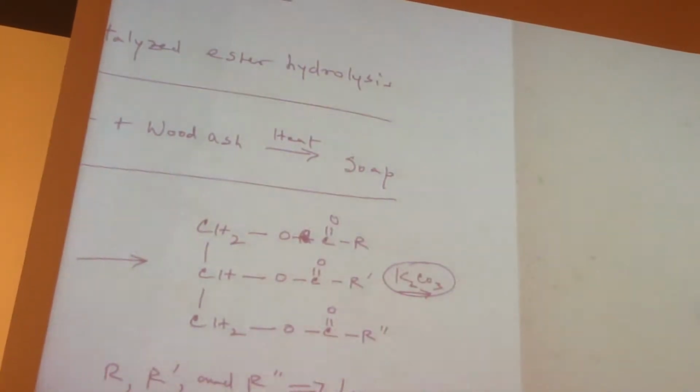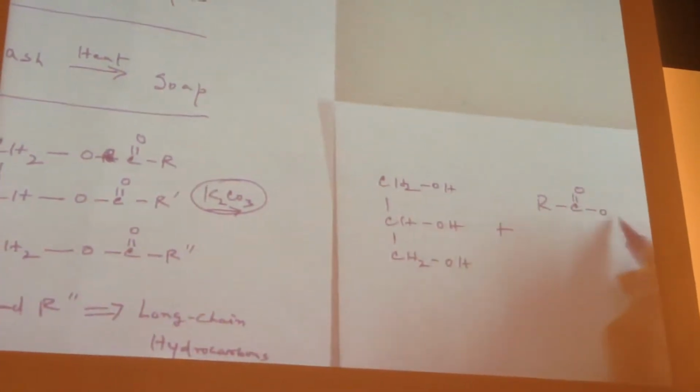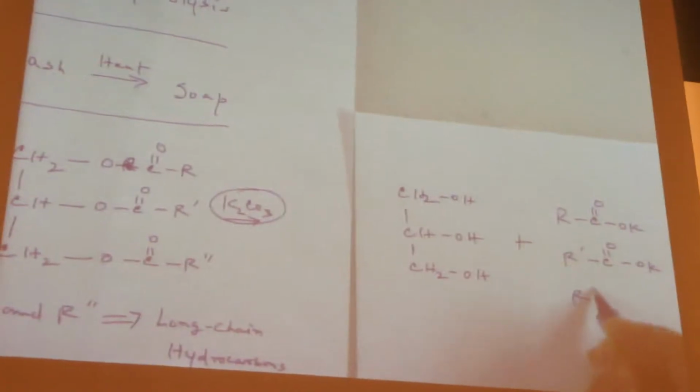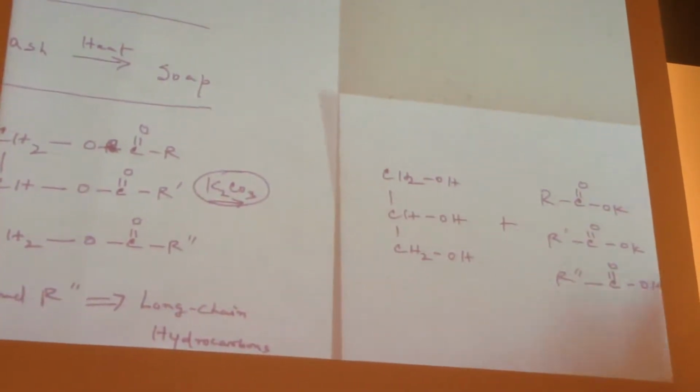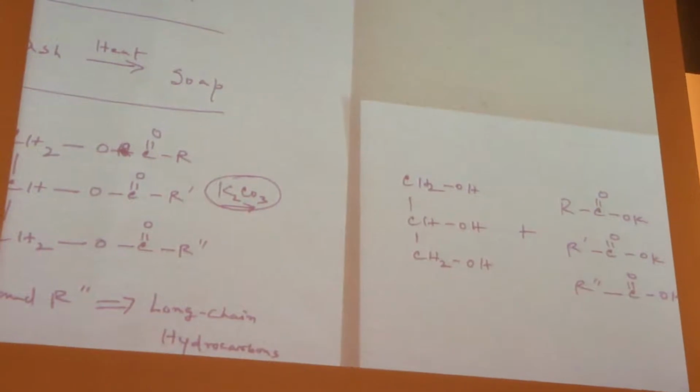So after the hydrolysis, what you get is glycerol, of course, but also the carboxylate anion, or the sodium or potassium salt, of this long chain fatty acid: RCOOK, R prime COOK, and R double prime COOK. So these are long chain salts.